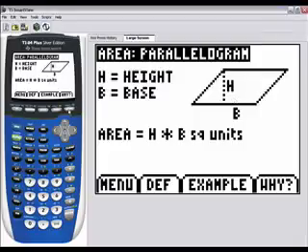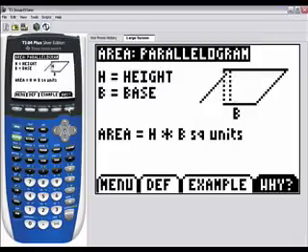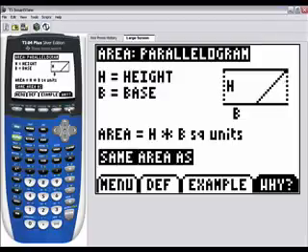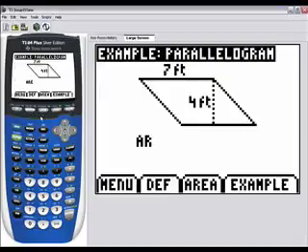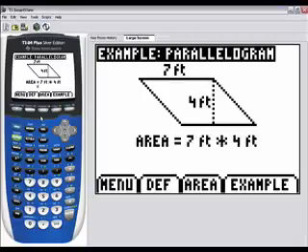As to why this is so, it can be seen as basically a rectangle which has been shifted over. So you can see you can pick up part of it and move it over. Now you've got yourself a rectangle. Then an example of this, and we'll look at some more challenging examples later. So base times height, 7 by 4, 28 feet squared.